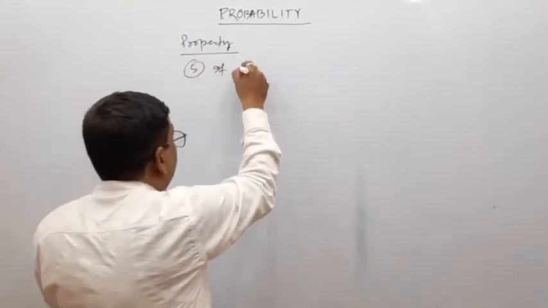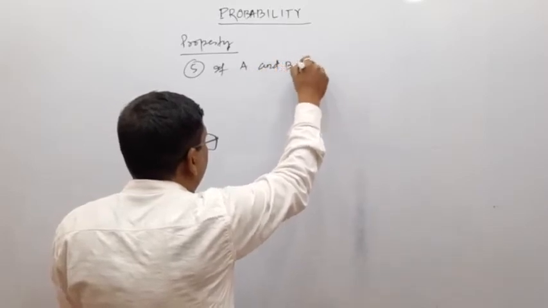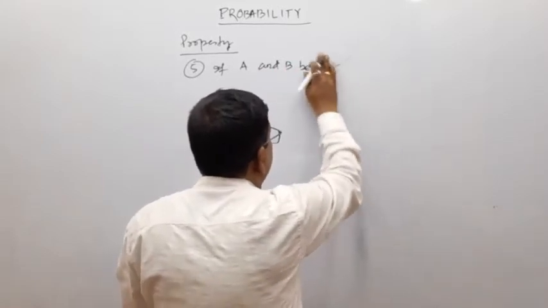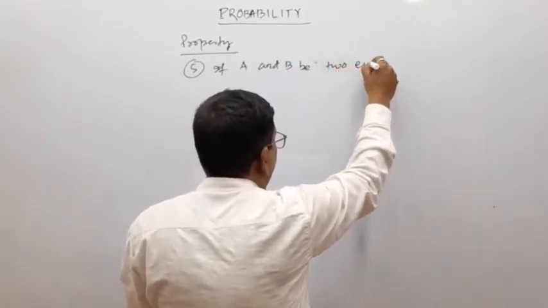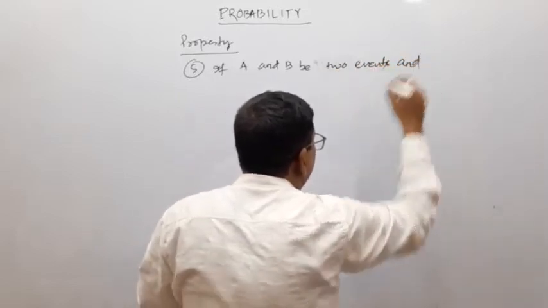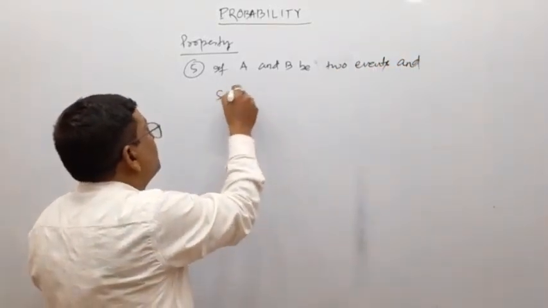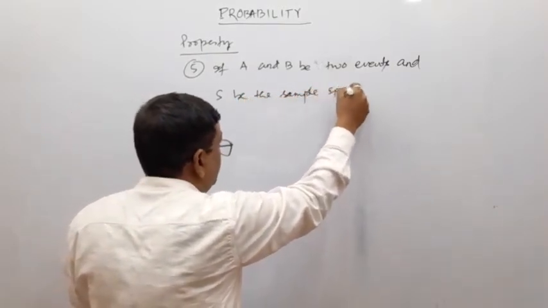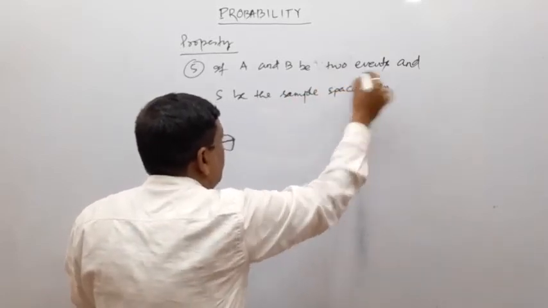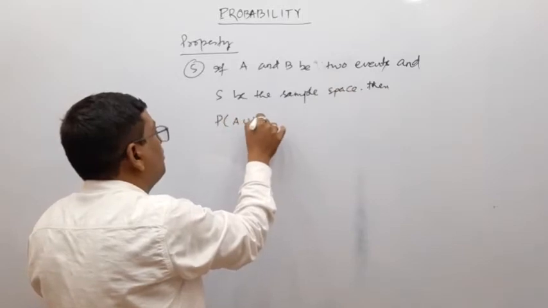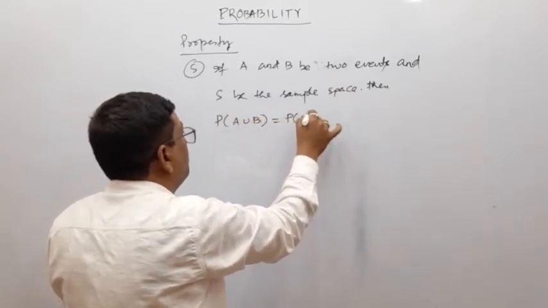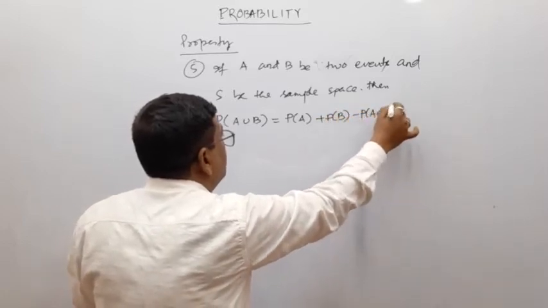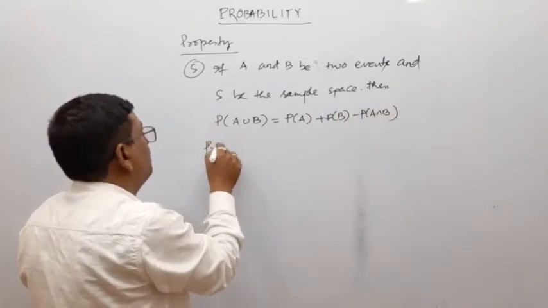If A and B are any two events, and S is the sample space, then probability of A union B is equal to probability of A plus probability of B minus probability of A intersection B. Now, proof of this property.